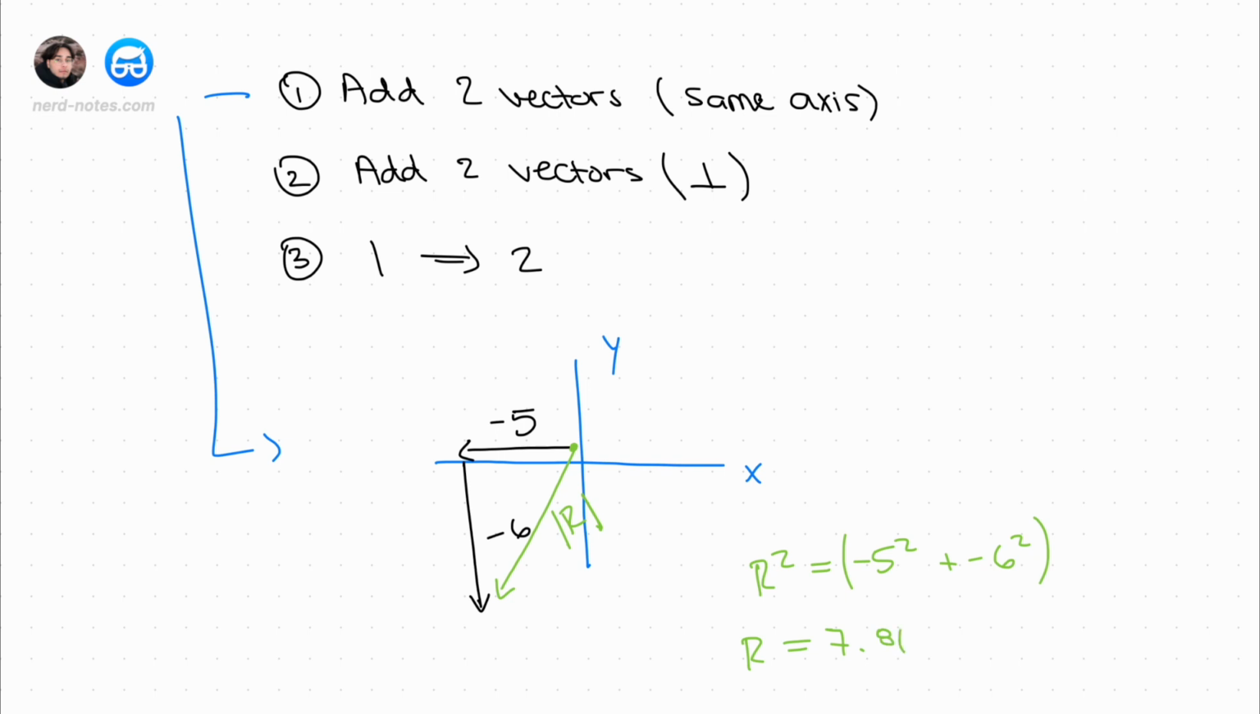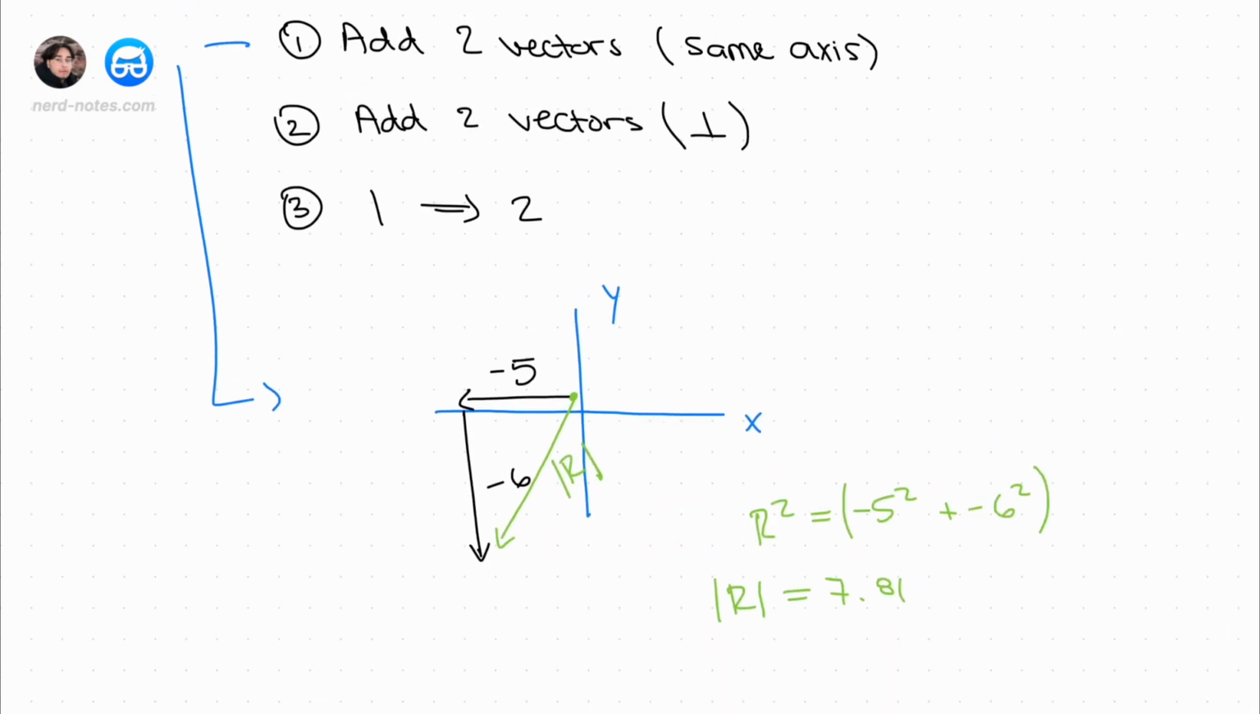Again, this is supposed to be a vector. However, I'm just looking for the magnitude, so if I really want to make this the correct answer, I should write it like this. This is telling me the magnitude of vector r is 7.81.